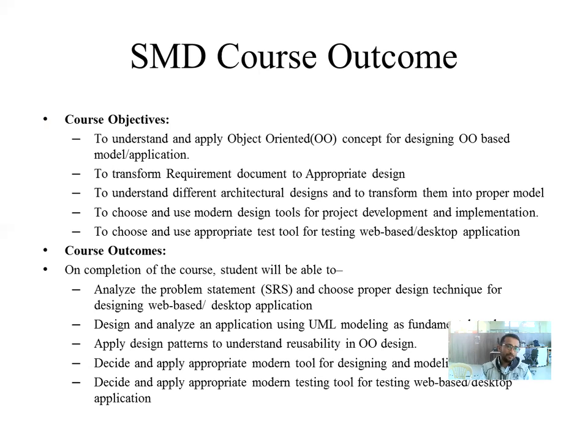The next course outcome that we have is to decide and apply the appropriate modern tools for designing and modeling, right? So with the help of this course outcome, we will be able to decide and apply the appropriate modern tools for designing and modeling. In the second course outcome, we studied that UML is one of the modeling tools that can be used for designing. There are some different tools other than this UML modeling tool. So these modern tools we are going to study, right?